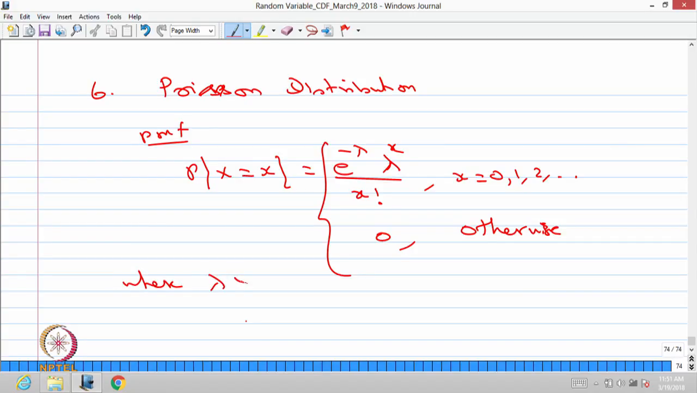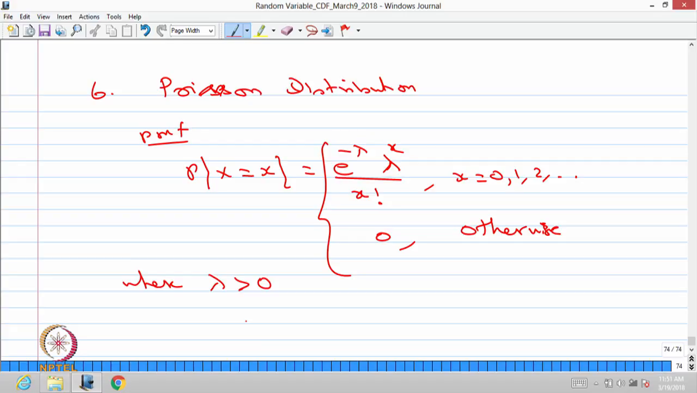Here lambda has to be strictly greater than 0, it is a constant. So, whenever any discrete type random variable has a probability mass function of the form e power minus lambda, lambda power x by x factorial, where x takes a value 0, 1, 2 and so on, otherwise the probability mass function is 0, then that random variable is called a Poisson distributed random variable.